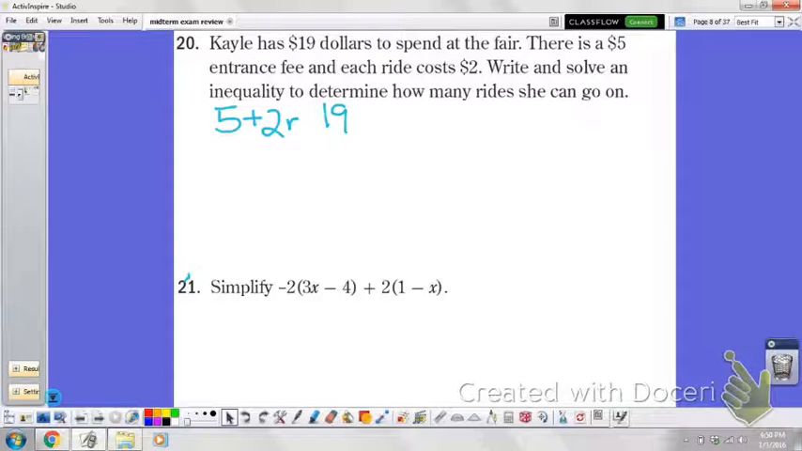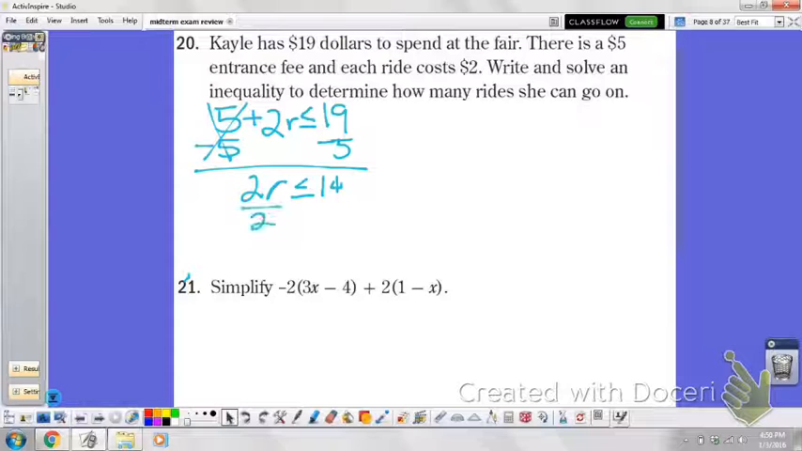Well, she can't spend more than that $19 because that's all she has. So we know she has to spend either less than $19 or $19. So we have 5 plus 2R is less than or equal to 19. Now I just need to solve this inequality for R. Subtract 5 from both sides. I have 2R is less than or equal to 14.